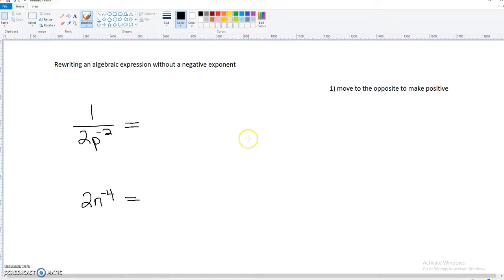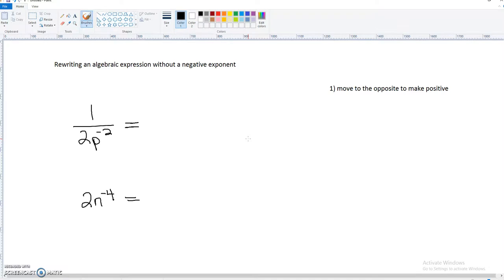Rewriting an algebraic expression with a negative exponent. I have put the step up here, which says to move to the opposite to make positive. And I've provided two examples to kind of help us see what this means.